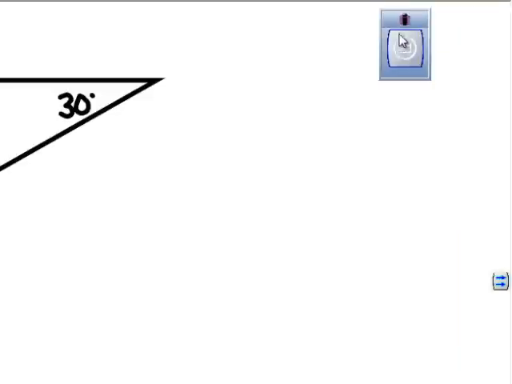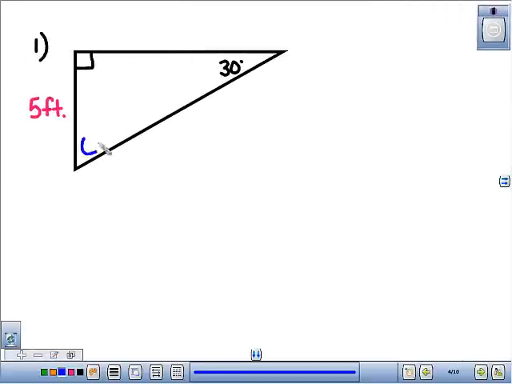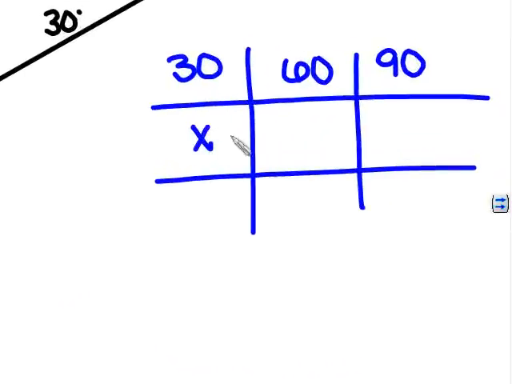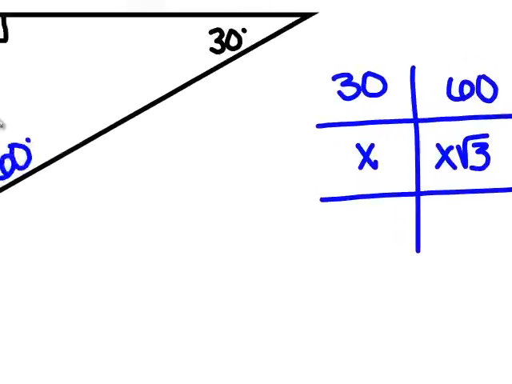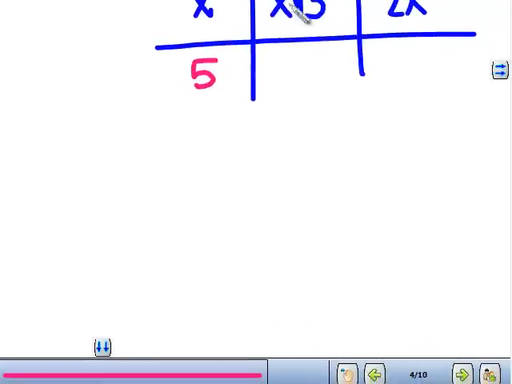Alright, so now if you're playing back to see if you got the right answers, for number 1, this is a 30, 60, 90, because you have a 90 and a 30, this must be 60. So when you set up your chart, it should look like this: x, x square root of 3, 2x. Now they gave us a 5, and that's across from 30, so the 5 goes in the column with the 30. So everywhere I see x, I'm going to write 5.